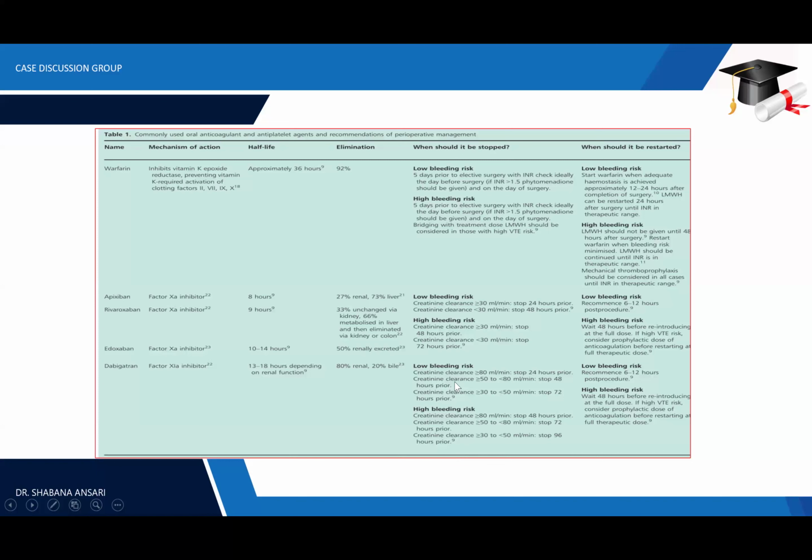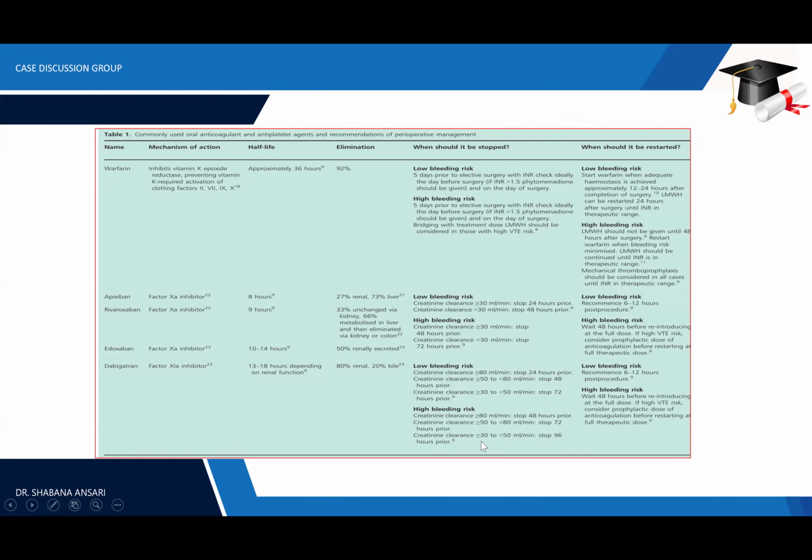if we talk about dabigatran, then if the low bleeding risk, again, you have to check the creatinine clearance. Too many things to remember. If creatinine clearance is 80 ml or more, then it stops 24 hours prior. More than 50 to less than 80, stop 48 hours before. And 30 or more to less than 50, stop 72 hours before. Very difficult to memorize. Okay. And then when we are going to start, this is the same. We will be starting at 6 to 12 hours after the procedure.